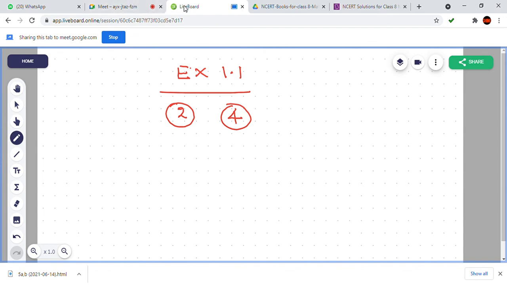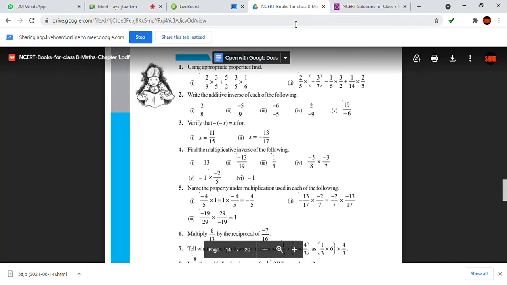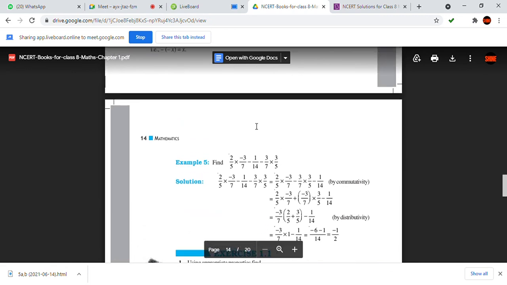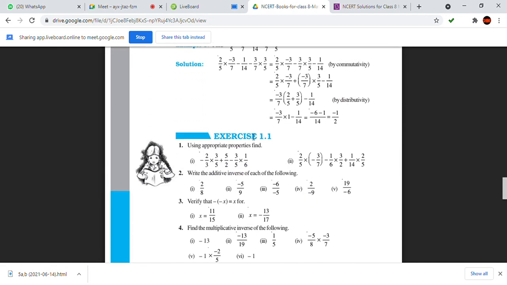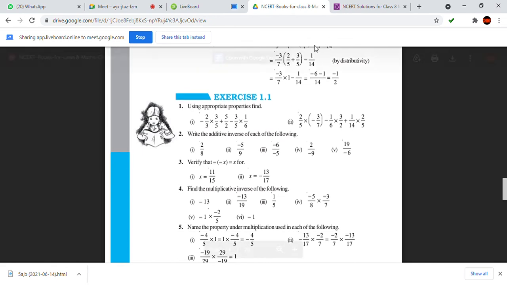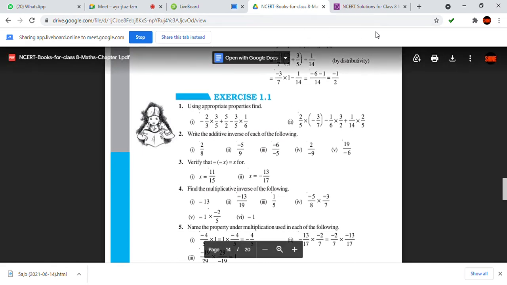Page number you check, exercise. Page number 14. Page number 14. Okay. You said to do one example now, that is page number 13, example 3. Yes. Page number 14, exercise 1.1. Their main question number 2 and 4. All of you do that as homework.